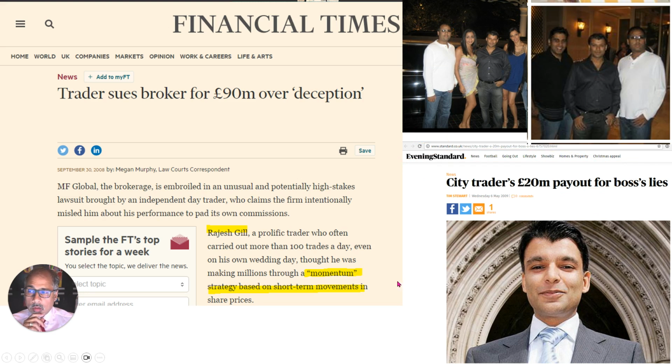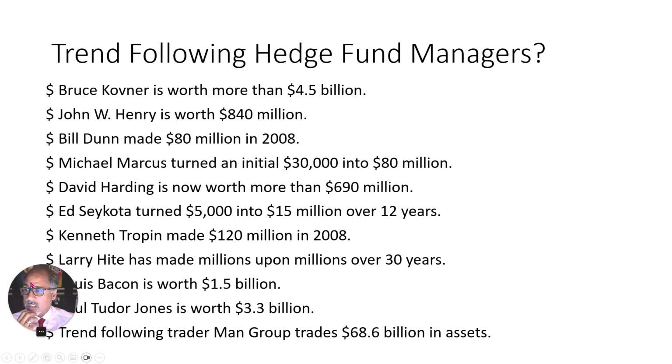And I provided the documents for the barristers to prove to them that momentum trading works. So I might be the only person in the history of trading who's actually proven that momentum trading works, because that's what was at stake.